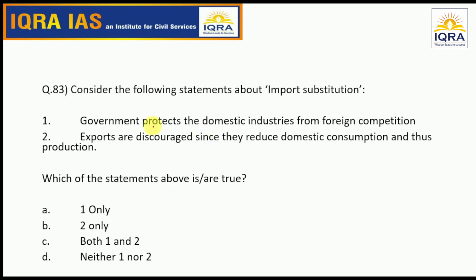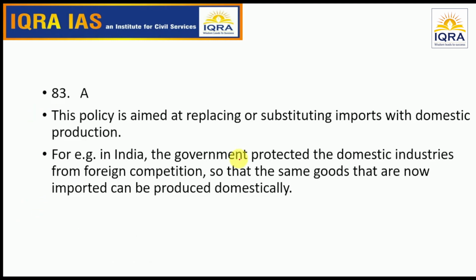Question number 83. Consider the following statements about import substitution. Government protects the domestic industries from foreign competition. Yes. Exports are discouraged since they reduce domestic consumption and thus production. No, exports are not. When we are talking about import substitution, we are just concentrating on reducing imports, what we call Atmanirbhar. So we try to produce it ourselves rather than importing it. There is no such impact on exports. So this is correct.